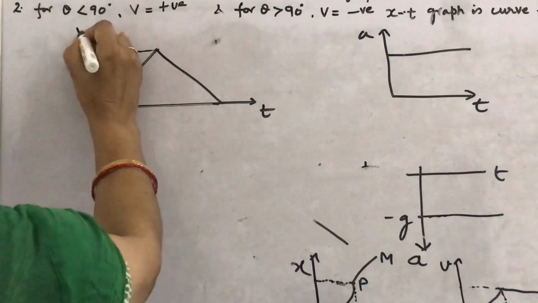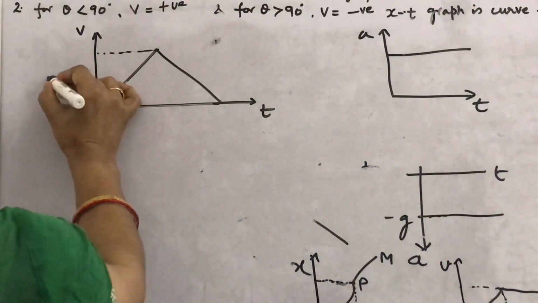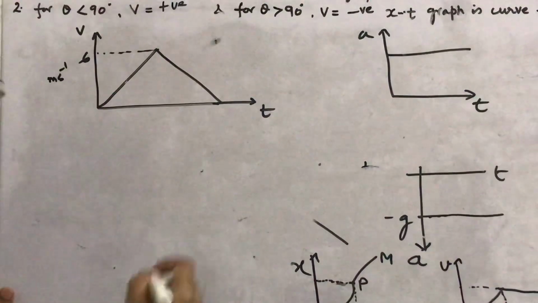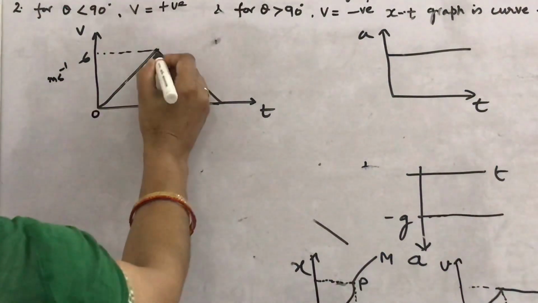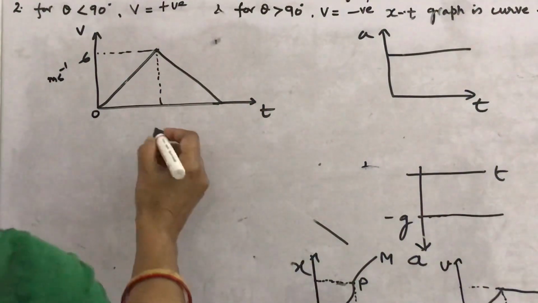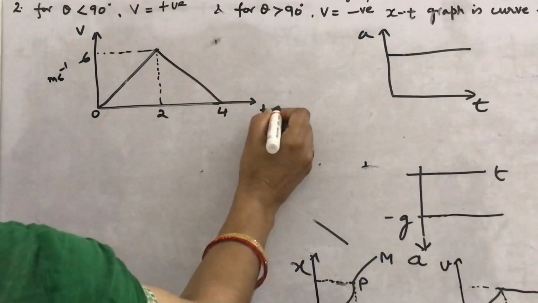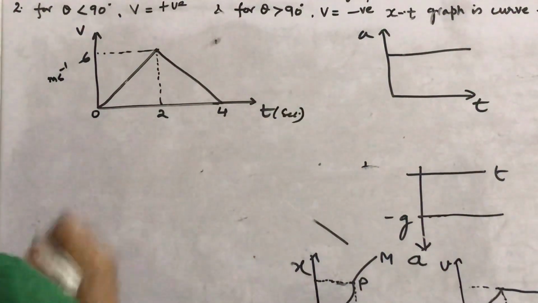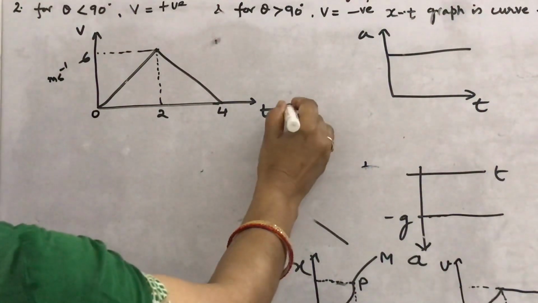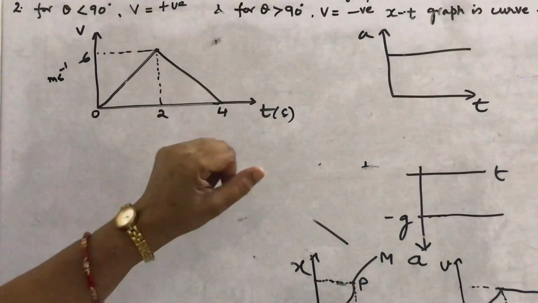This is the velocity v, which is given, and this is the value, suppose in meter per second. Let this be 6, so 6 meter per second, and this is time 0, and here t. Let us assume, suppose this is 2 and this is 4 seconds. So what we observe from this graph, you have been told to find the acceleration time graph.